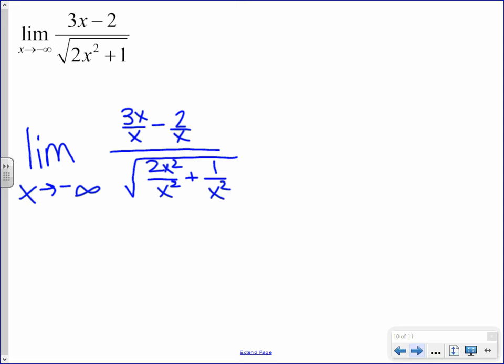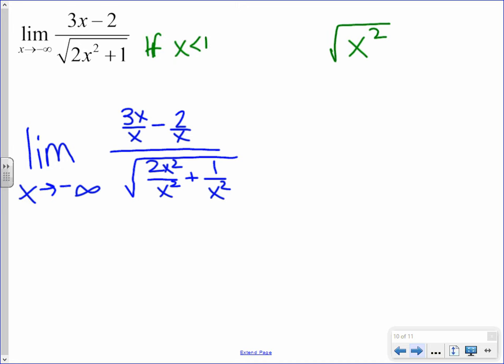If x is negative, what happens when we take the square root of x squared? What kind of number are we going to get? If we square x and then take the square root, we're going to get a positive number. If we take a number squared and we square root it, it will be positive, right? But what if we're going towards negative infinity? What's true about all of our x's? They are negative, right? We're going towards negative infinity, so our x's are negative.